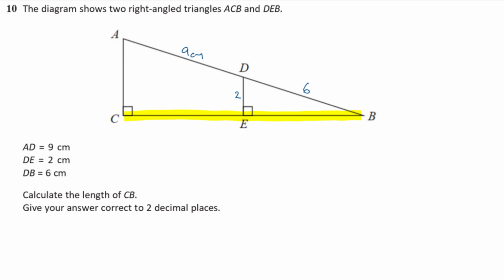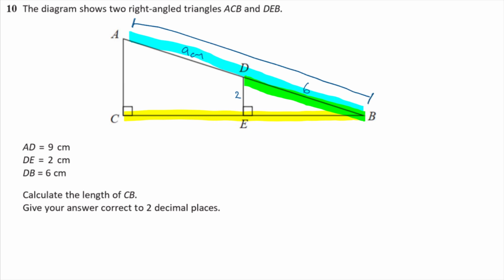Now if you look here, this side here is going to be matching with this side of the larger triangle, isn't it? Because you've got these two triangles sitting on each other. You've got triangle BDE sitting on top of BAC. So that 6 from DB is going to match up with the length A to B, which is 9 plus 6. It's going to be 15 altogether. So the distance of A down to B is 9 plus 6. That's going to be a distance of 15.